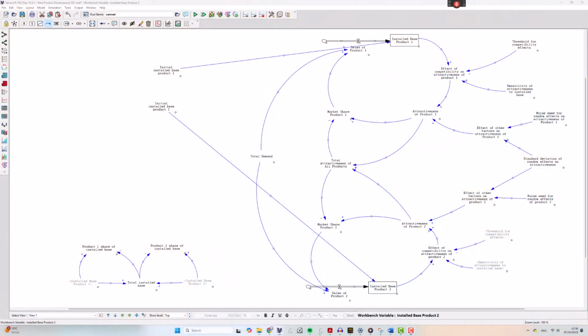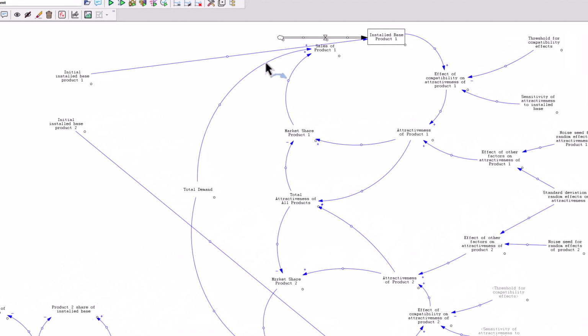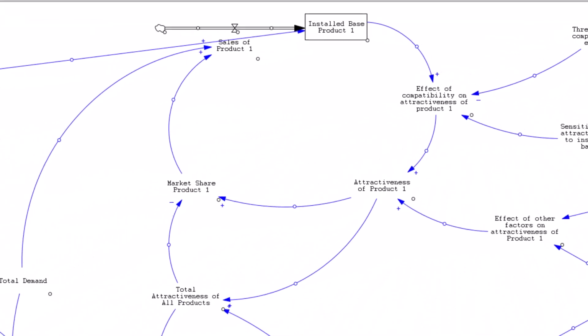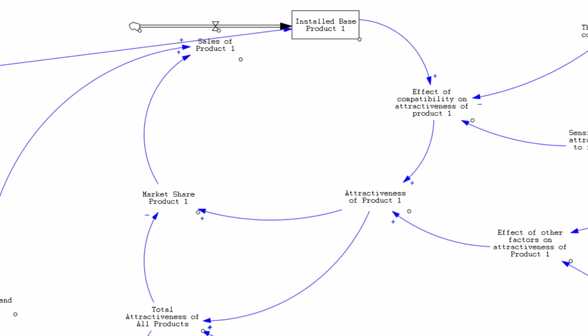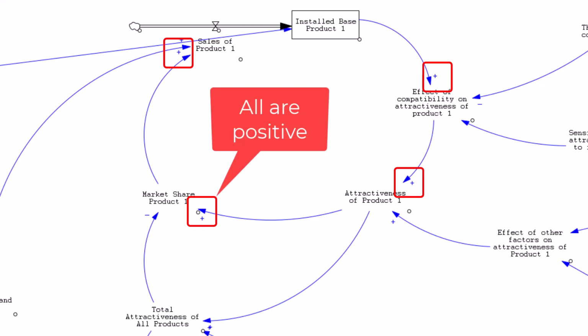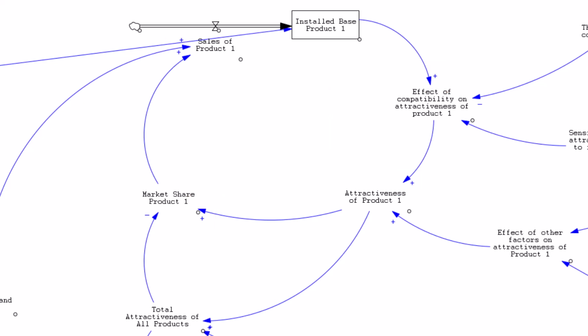Until we run the model, we won't really be sure which loop will dominate the behaviour of the system. Now, to work out where the loops are, we look for circularities in our flows. Then to work out if it's a reinforcing loop or a balancing loop, a simple way is to count up the number of negatives on your arrows. If you have an even number of negatives, 0, 2, 4 and so on, then it's a reinforcing loop. If you have an odd number of negatives, 1, 3, 5 and so on, then it's a balancing loop.